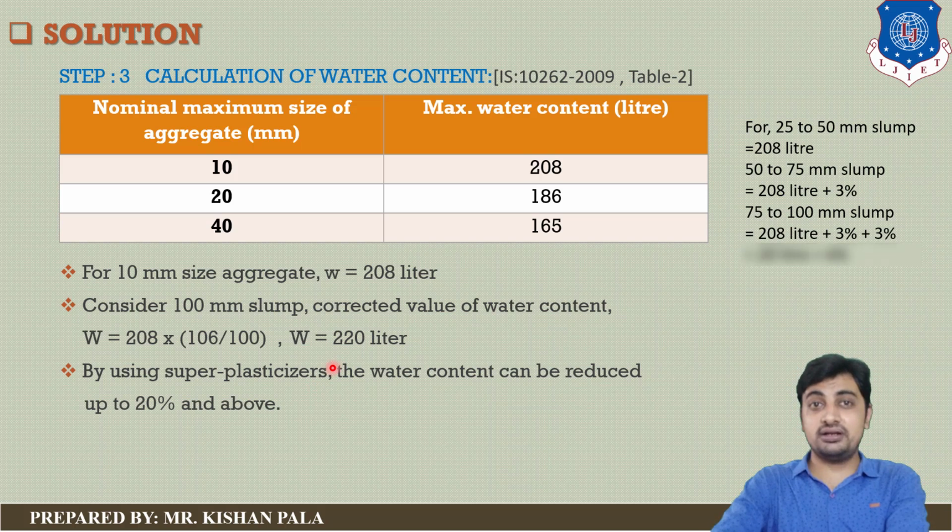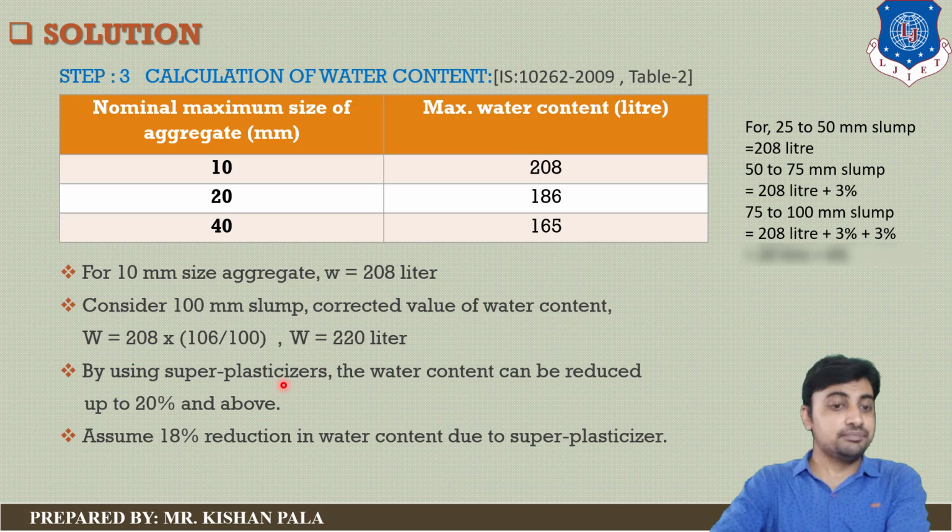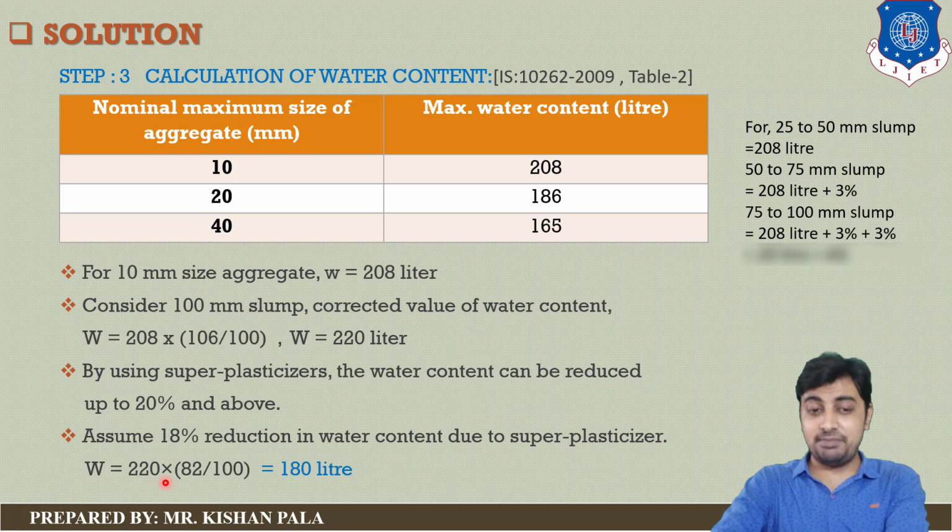with the use of the superplasticizer, the water can be reduced by 20 percent or above. For example, I am assuming an 18 percent reduction in the water content due to the superplasticizer. It means our final water mass will be 220 multiplied by 82 divided by 100. It means I am taking 82% of the 220 liters. It means I am decreasing the water mass by 18 percent due to the superplasticizer.